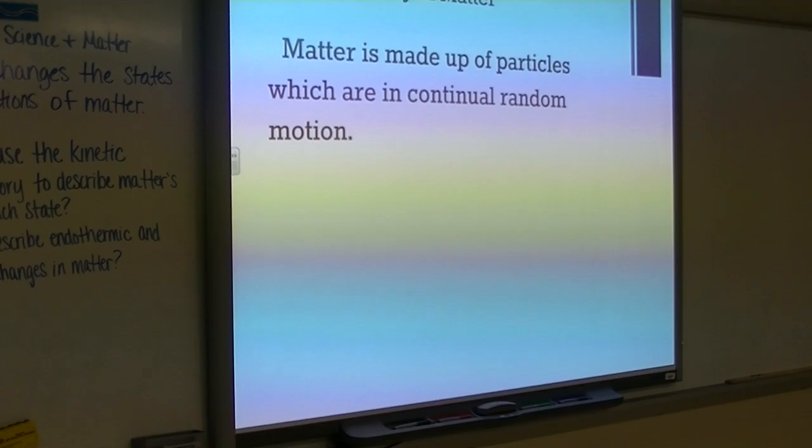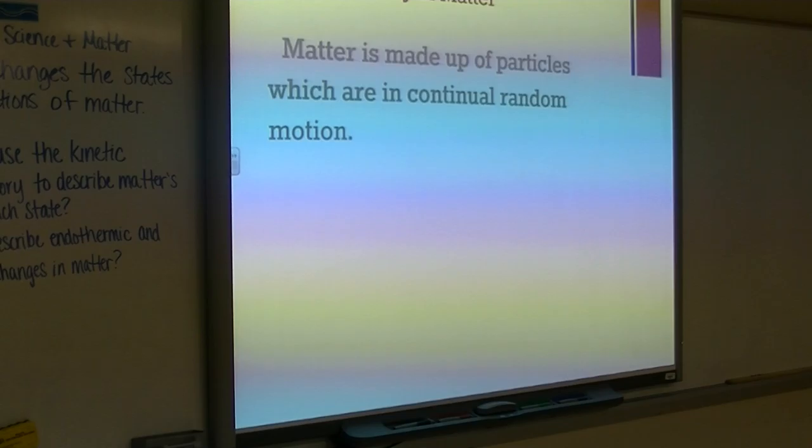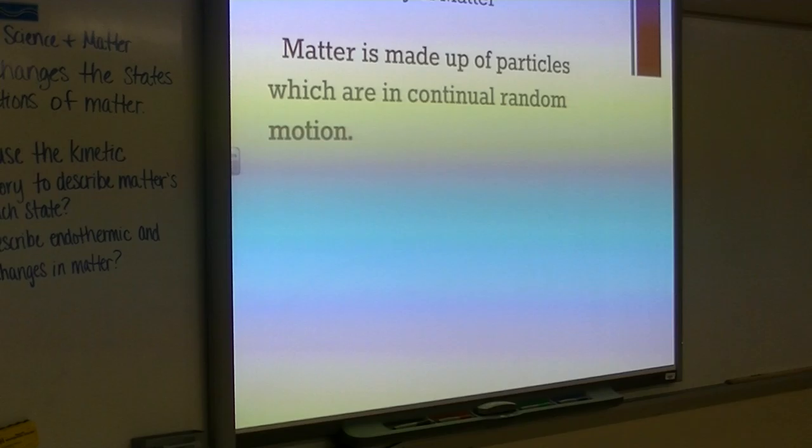So in a solid, those particles, yes, are in random motion, they're in continuous motion, but they are very tightly compact together and all move around a fixed point. In liquids, we talked about how the particles are still very close together, but there's just enough room now that they can start to move around each other, okay? And then in gases, we talked about how they are so spread apart and they move freely.